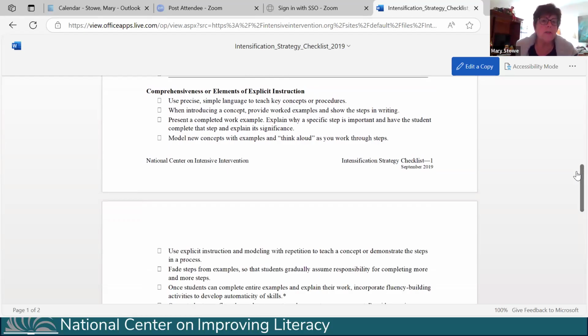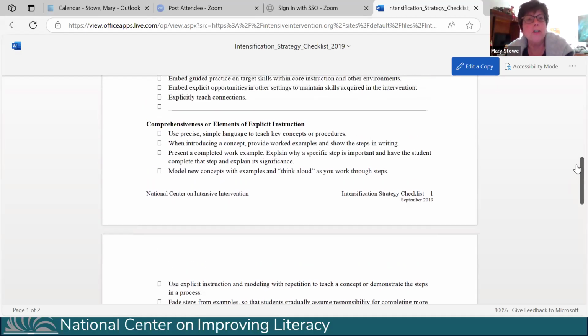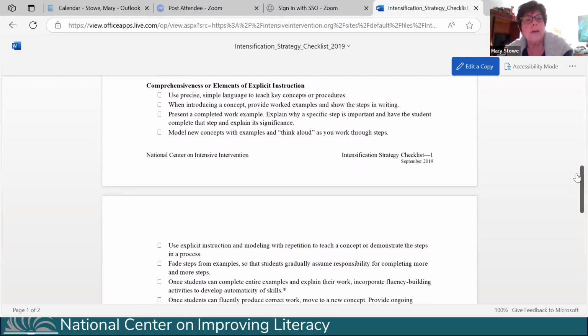We have elements of explicit instruction, or a list to help us with elements of explicit instruction as well. To think about modeling, which we've mentioned several times, using very precise and simple language to teach key concepts. The other thing I think about too is using that same language consistently. So we want students to have in their minds exactly what we want them to be able to do. And when our language is clear, simple, and explicit and consistent, that will help the student develop those skills as well.